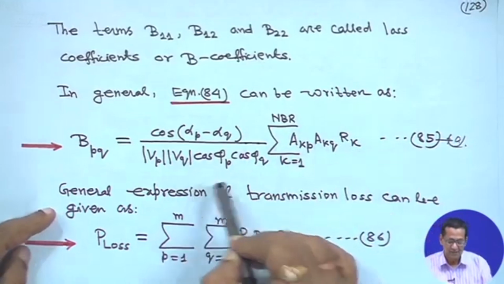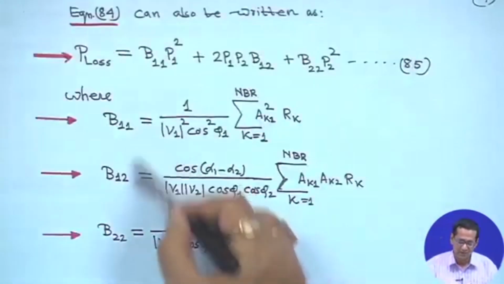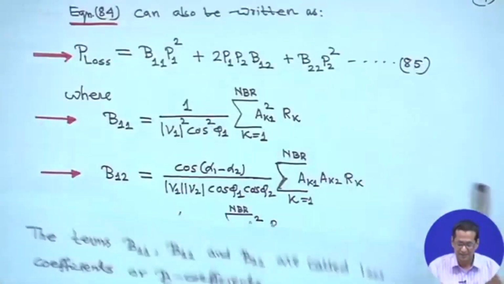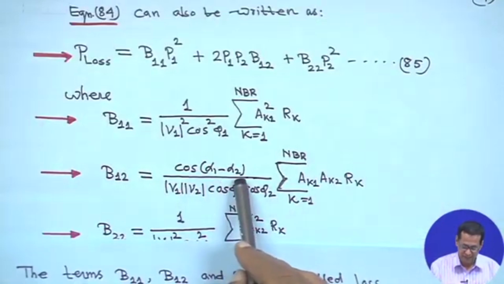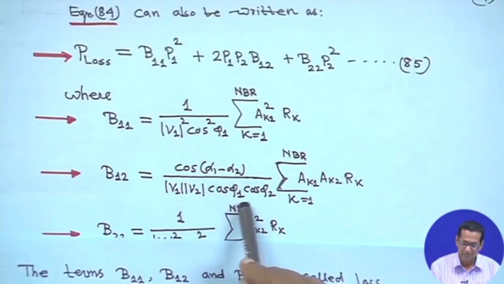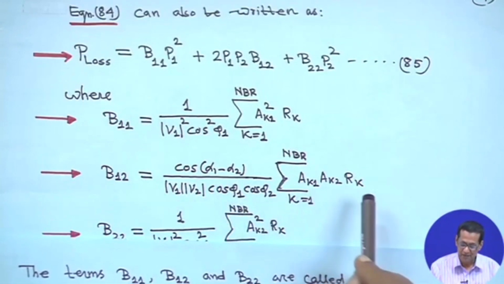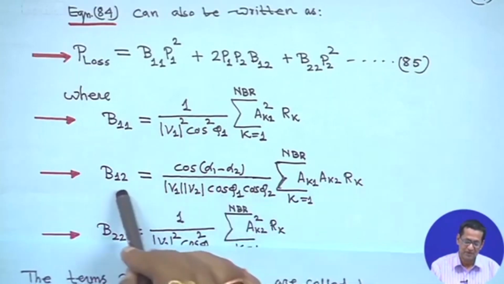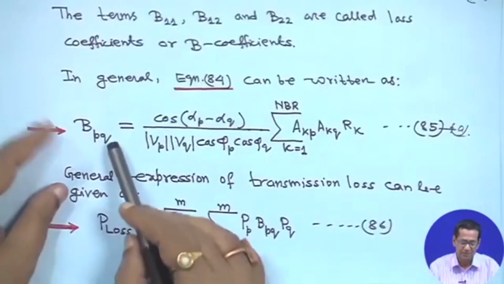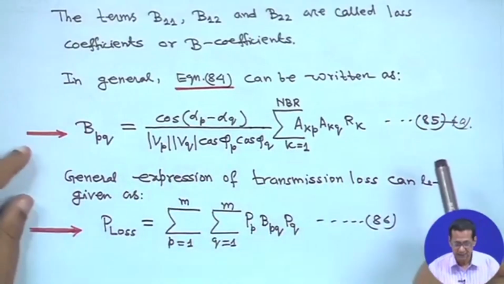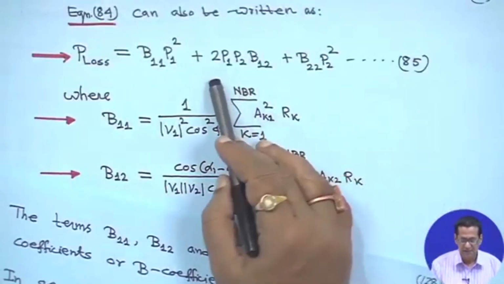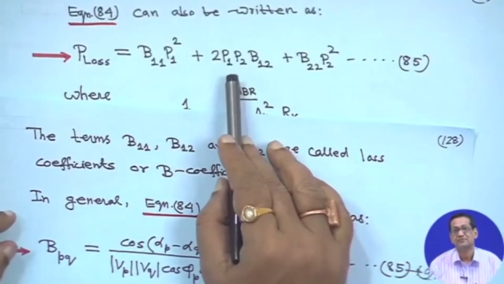So, from this simple expression, all these B's can be made as a general thing, right. So, from here you can make it cos(alpha p minus alpha q) Vp Vq cos phi p cos phi q Akp Akq and then Rk. From here you can make it Bpq, and when p is equal to q, you can get it as well. So, all these things you will get, and this one is a quadratic relationship, right.